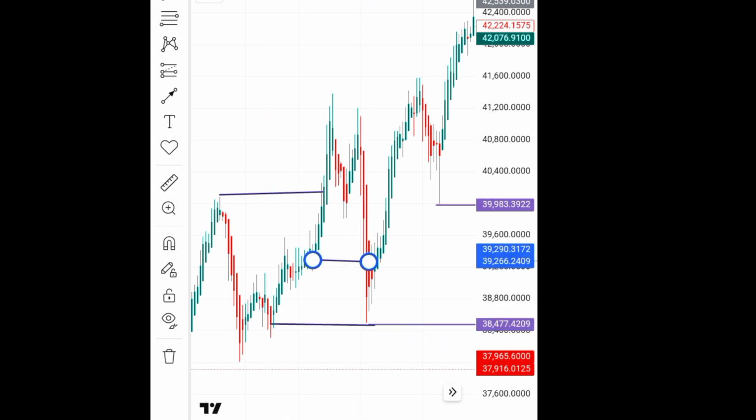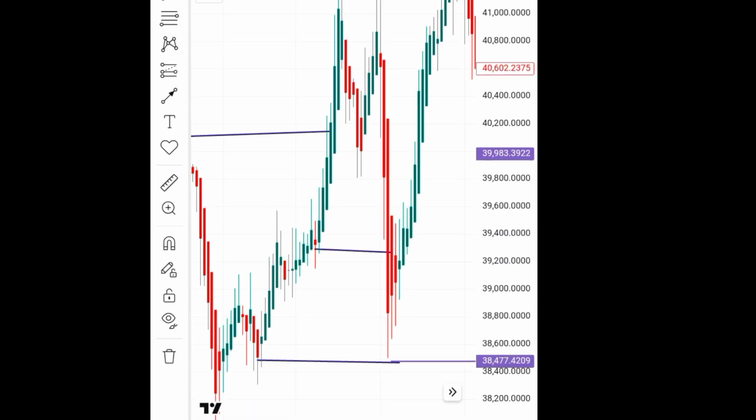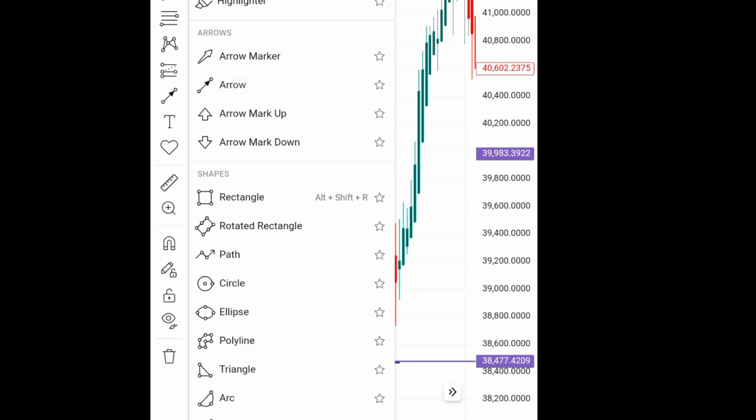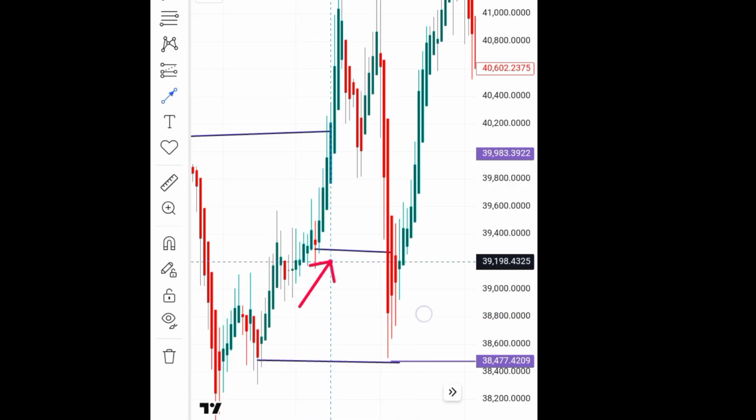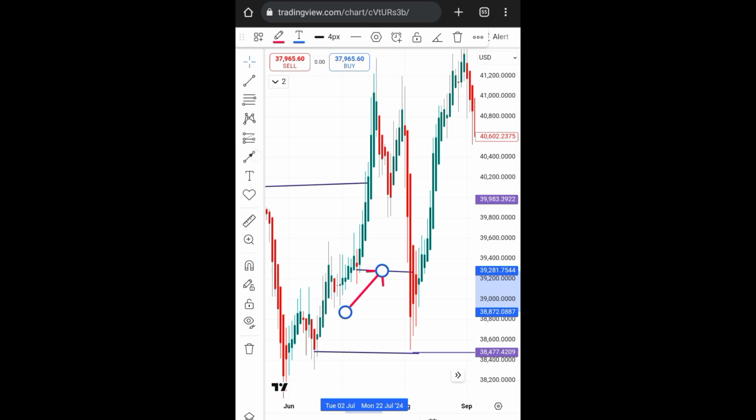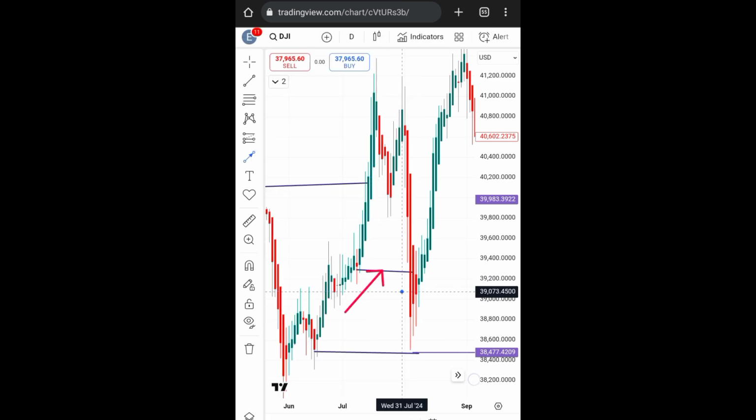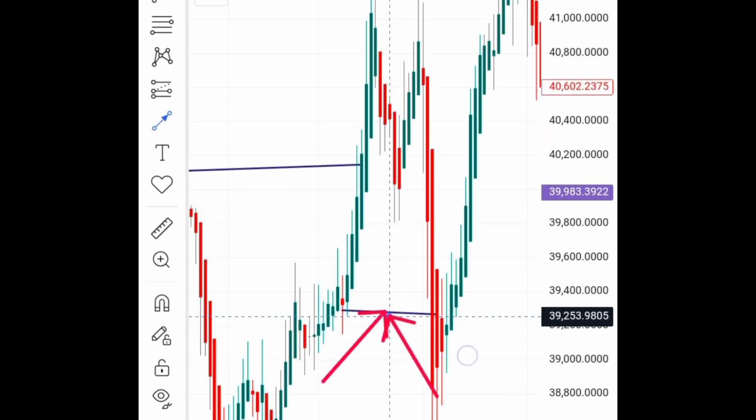So we have one here. Let's check what happened with this one right here before we move to the bear scenario. This is a bull scenario. So let's go to our 1 hour and check what we have here.